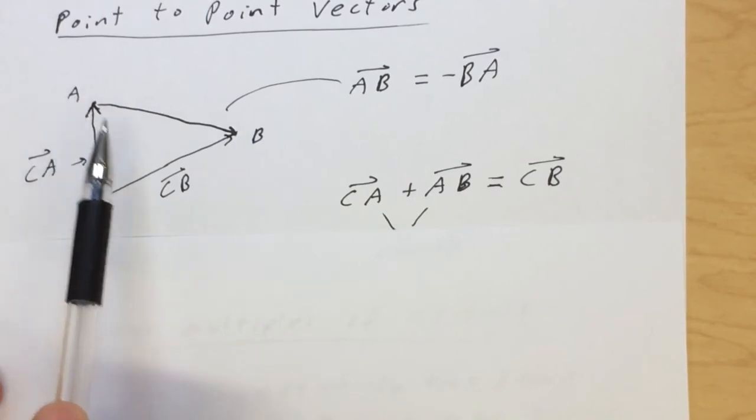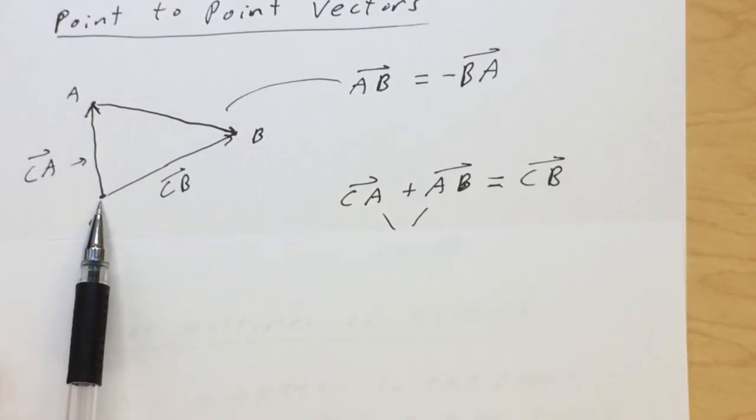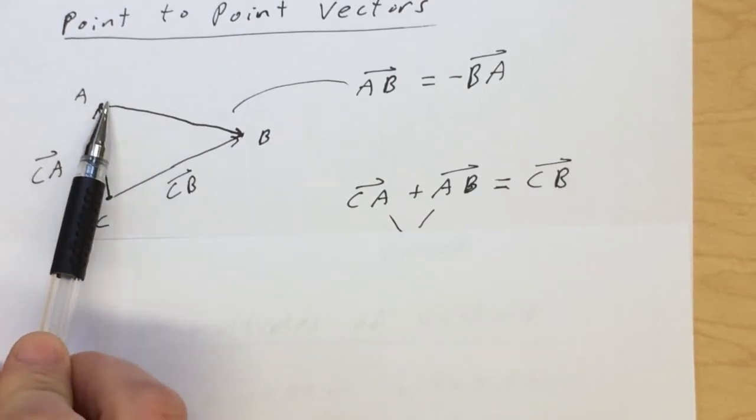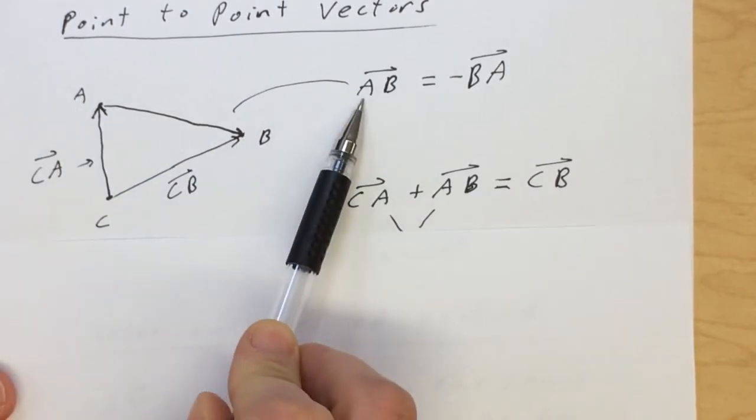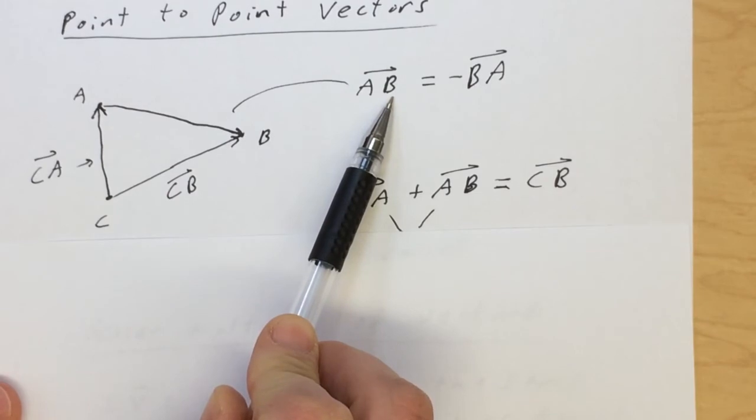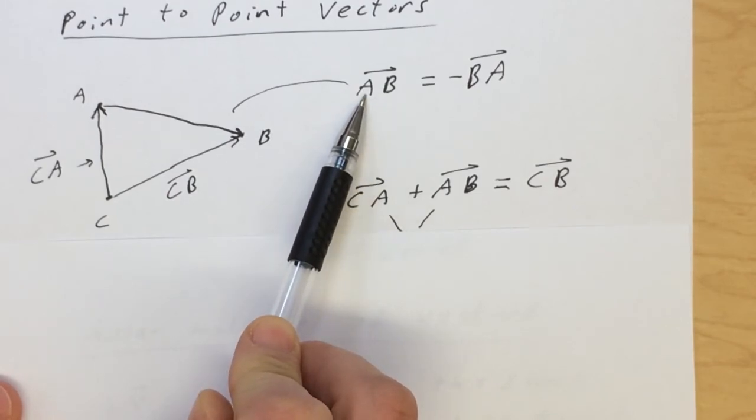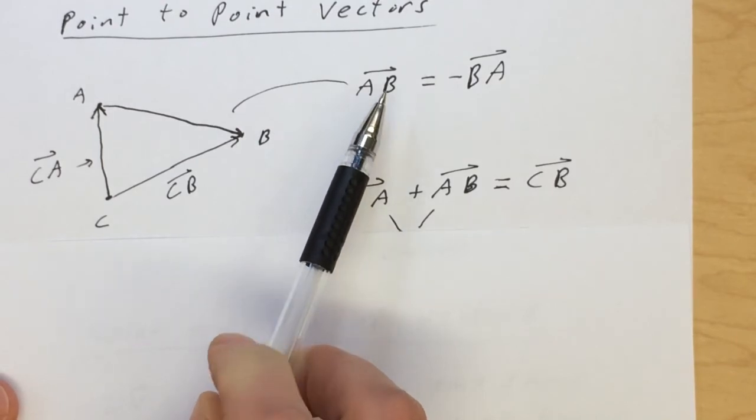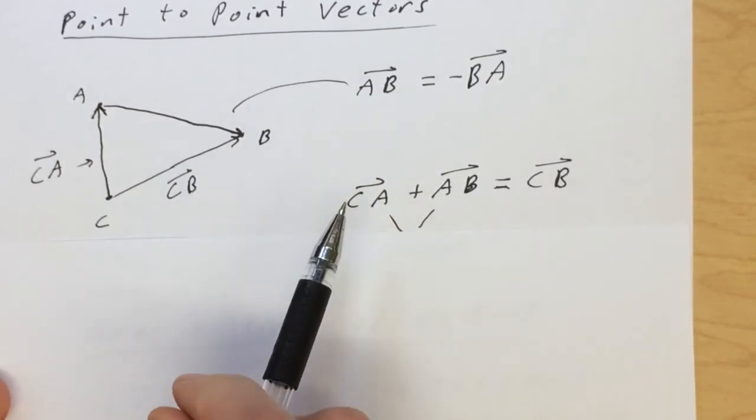So if I make points A, B, and C, then we can define the vector from A to B as AB. Okay? So it's two letters, the starting point, the ending point, and that helps you determine the direction and the magnitude of it if you know where those points are.